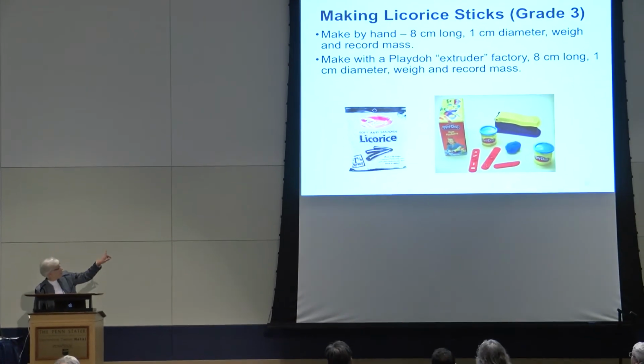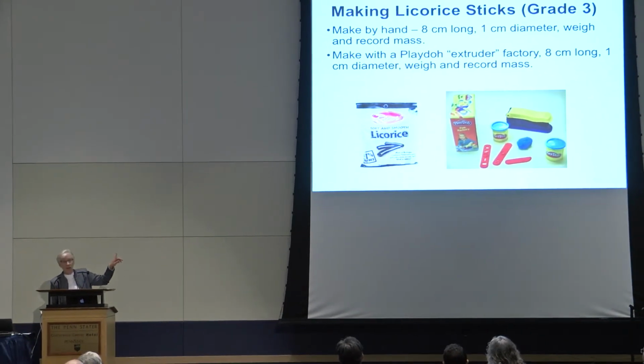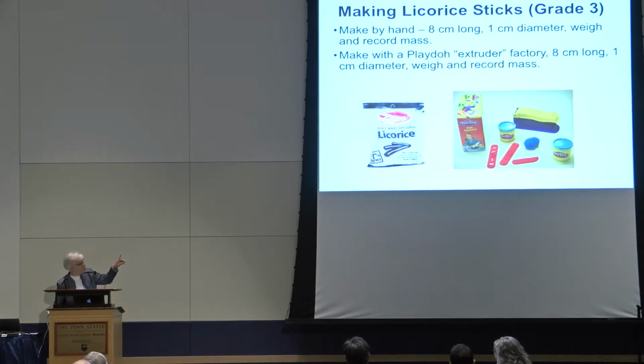Okay, the first one was making licorice sticks in grade 3. And the packet on your left is a brand of licorice that we have in Australia, which is strips. You can see it's not all sorts. I don't know if you have all sorts, but anyway, this is a strip. And it's about 8 centimeters long and about a centimeter in diameter.